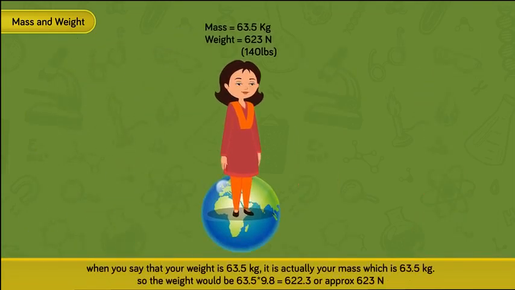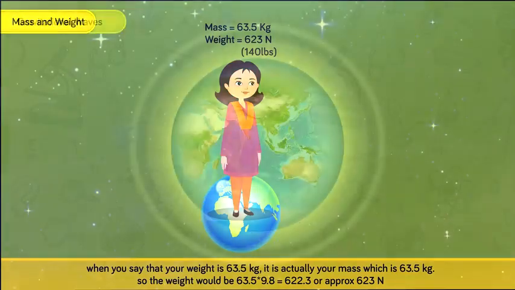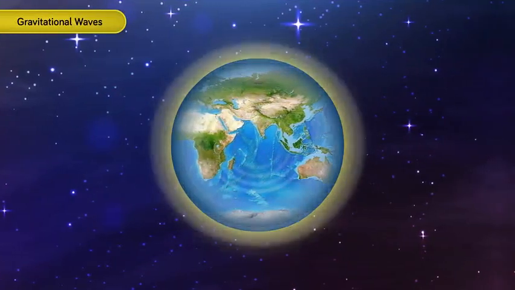So when you say that your weight is 63.5 kg, it is actually your mass which is 63.5 kg. So the weight would be 63.5 into 9.8 is equal to 622.3, approximately 623 Newton.